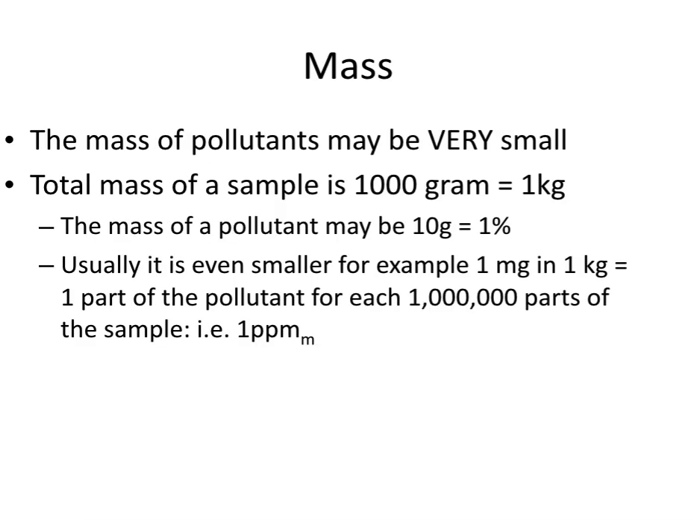The mass of pollutants is typically very small, as we've shown in our previous calculations in Lecture 1 of this chapter. For example, if the total mass of a sample is 1,000 grams or 1 kilogram, the mass of the pollutant, if it's 1%, is only going to be 10 grams. When we talk about parts per million of something, we're often talking about things on the order of 1 milligram per kilogram. So a 6-order differentiation in the mass of a given compound or pollutant in the environment.